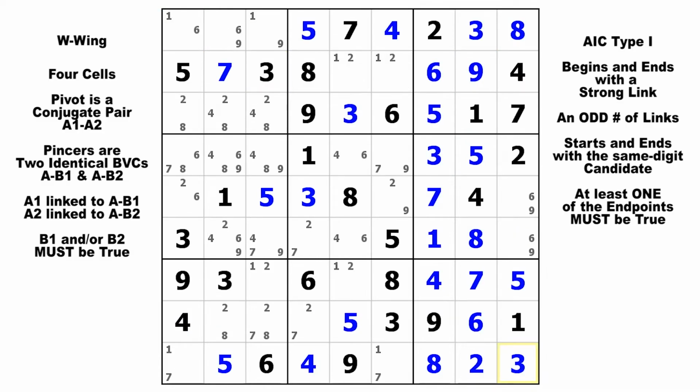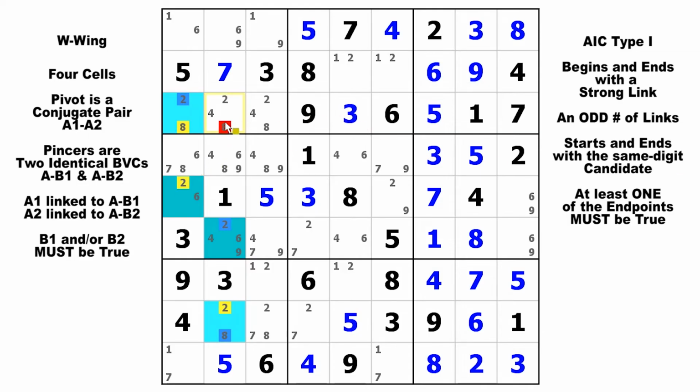All right, this time our conjugate pair is on candidate 2 here in block 4. Those are the only two 2s in block 4, and they're on a diagonal. And our two pincer cells are here and here of 8, 2, and 8, 2. So that means candidate 8 is our candidate B. So let's start down here. This time we've got strong, weak, strong, weak, strong. So any other candidate 8 that can see both of those endpoint 8s will be false, and in this puzzle there's only one, and it's right there.